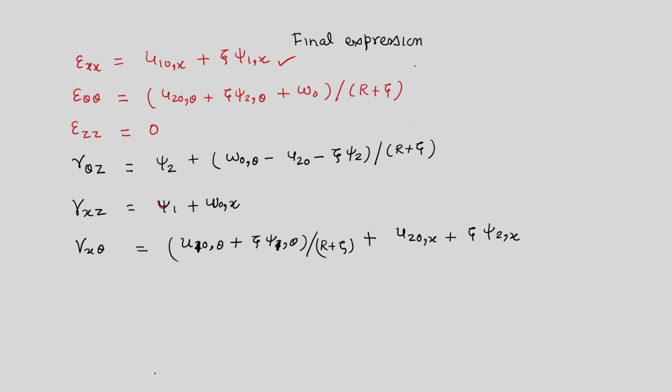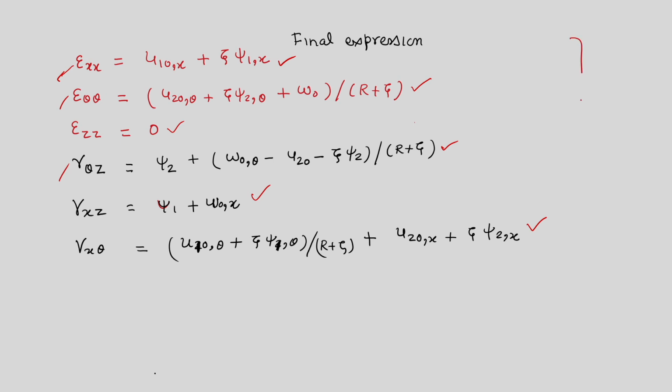First epsilon xx, epsilon theta theta, epsilon zz, gamma theta z, gamma xz, gamma x theta. If you remember, for the case of the infinite shell, our epsilon xx was 0, then gamma theta z was there, but gamma xz and gamma x theta were 0. So there were only 3 non-zero strains basically, and the other 3 were 0. But for the case of a finite cylindrical shell, only one is 0, epsilon zz; the other 5 strains exist.